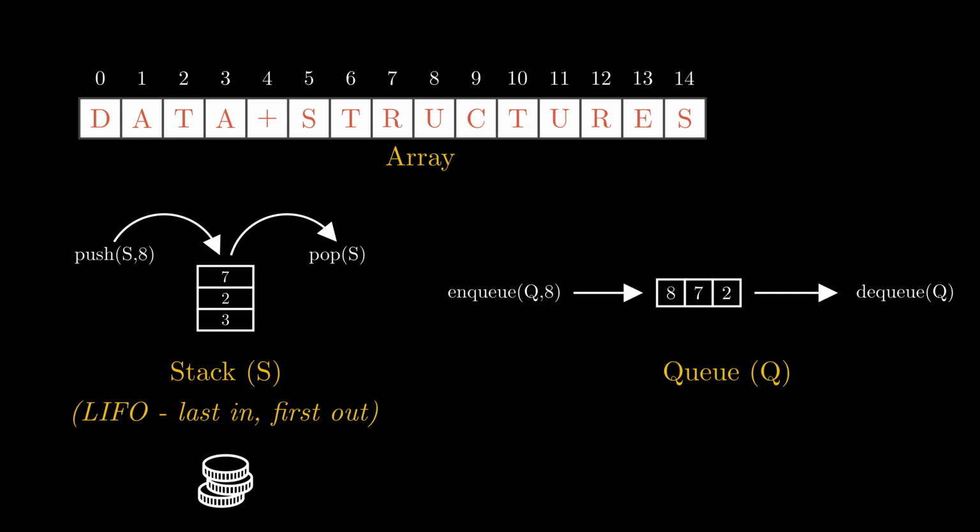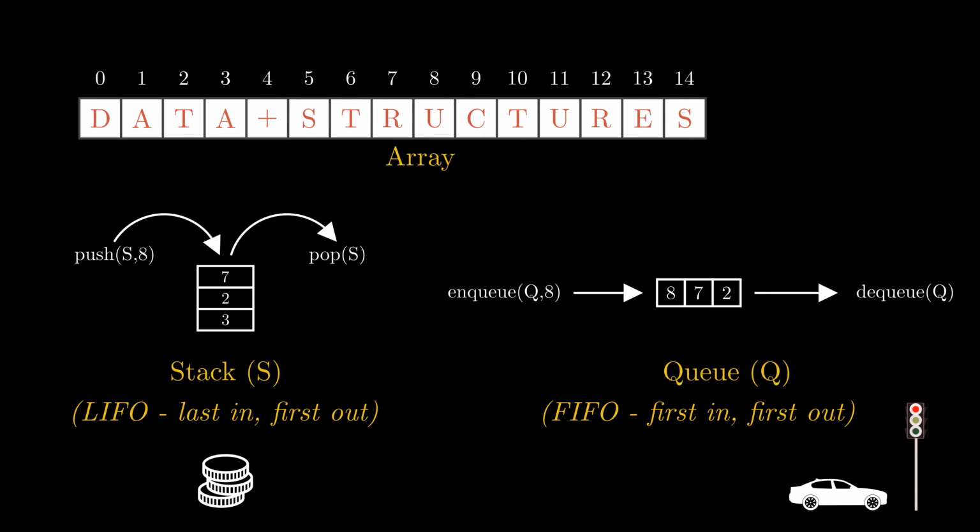This ensures that the elements are processed in the order they were added, following the first in, first out (FIFO) principle, similar to cars waiting in a line in front of a traffic light. As mentioned before, we will see both data structures in action in the video about graph traversal algorithms.